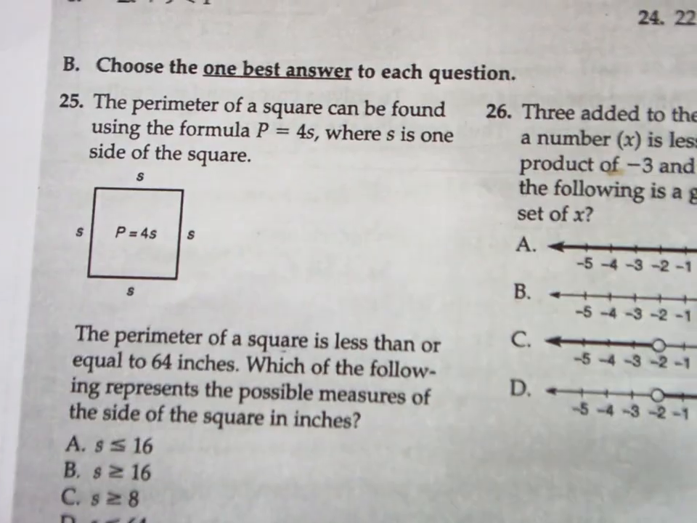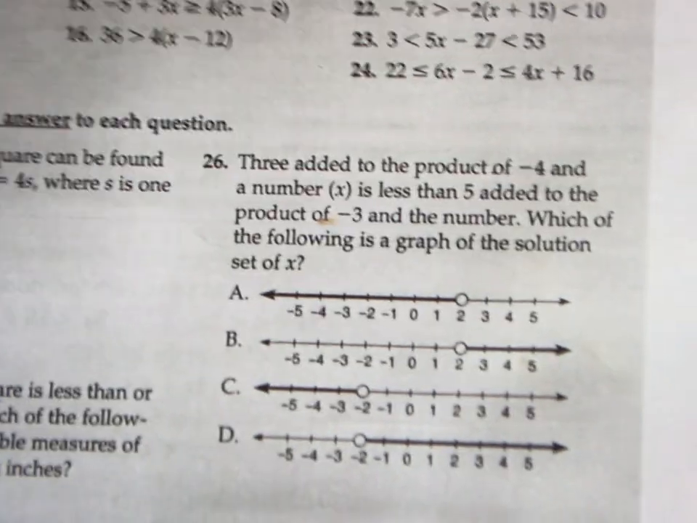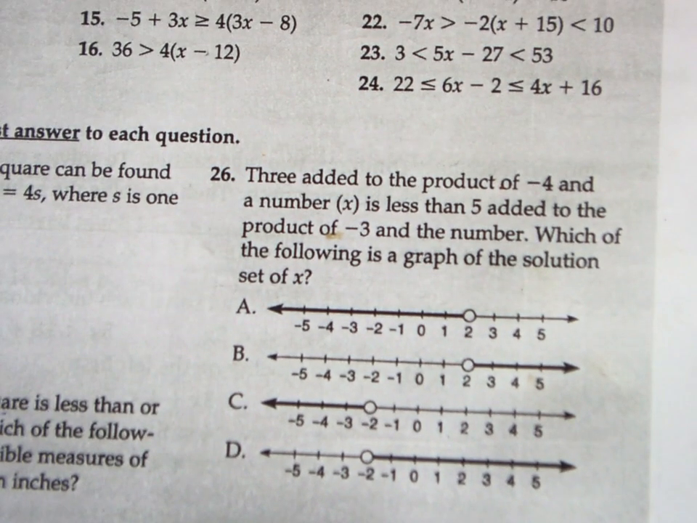Number 26. This is graphing. Which one is the correct graphing? 3 added to the product of -4 and a number x is less than 5 added to the product of -3 and the number. Which of the following is a graph of the solution set of x? Well, that sounds hard, but it's really just doing the stuff that we did up here. So let's try writing it out. Let's take our time.